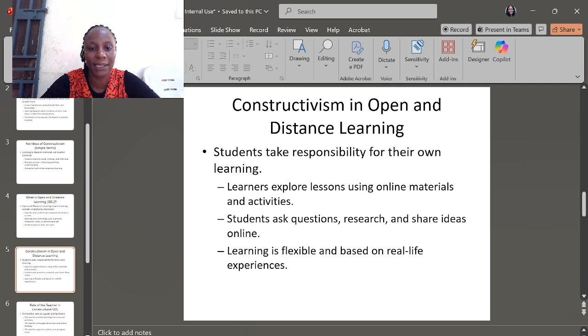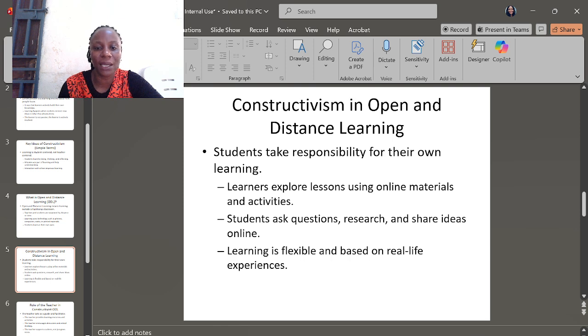Constructivism in open and distance learning. So here we are going to connect constructivism and distance learning together. Here, students take responsibility for their own learning. Remember, I told you before that in open and distance learning, the students have their own learning pace and time. Somebody in the US and somebody in Nigeria can be learning the same thing at different times and at their own pace. We all know that there are different time zones in these two countries. But open and distance learning has bridged this gap.